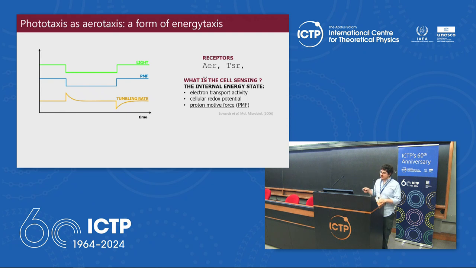E. coli cells in general have receptors to sense this internal state of the cell, the electron transport activity, the cellular expansion, and also the proton motive force. So through light, we can control the proton motive force, and the proton motive force affects both the speed and the tumbling rate of our bacteria.